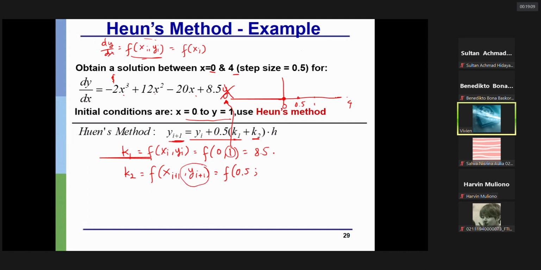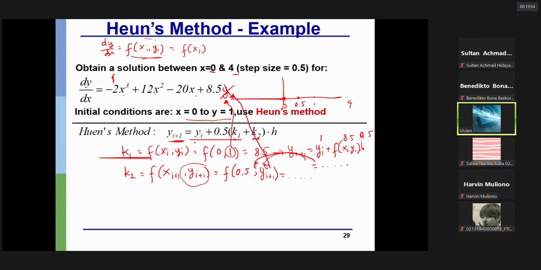So how to calculate yi plus 1, so that we can use it here? It is calculated from Euler's method. That will be f(xi, yi) times h. So if this one is 8.5, with the h value known, which is 0.5, and the value of yi here is 1, then we can calculate the value of yi plus 1. Then we insert this value, yi plus 1, here.